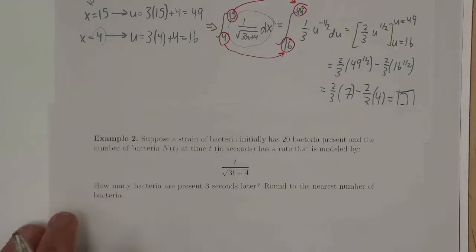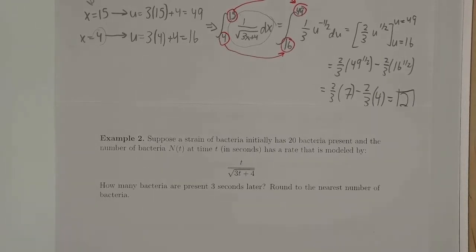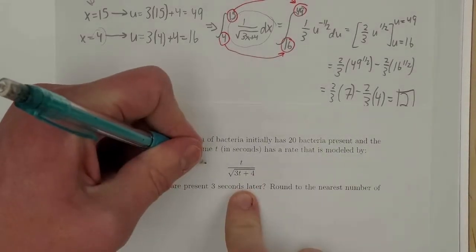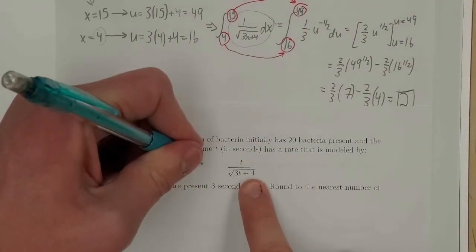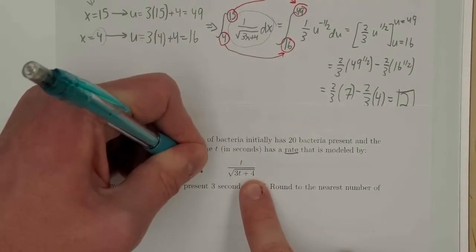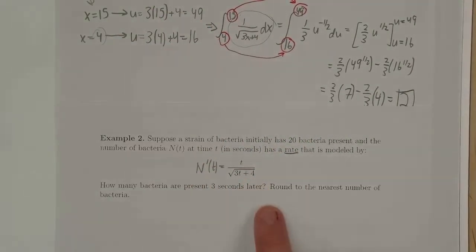So the premise is, suppose a strain of bacteria initially has 20 bacteria present, and the number of bacteria N of t at time t has a rate modeled by t over the square root of 3t plus 4. So in this case, what that means is that because N of t has a rate modeled by this, that should tell you this will give you N prime of t. Okay? So the question is, how many bacteria are present 3 seconds later? So we need to round to the nearest number of bacteria.